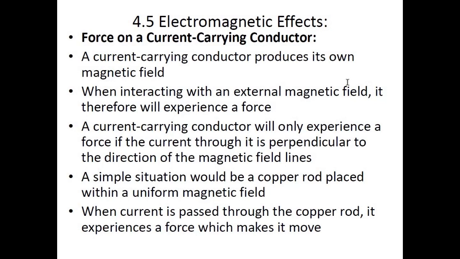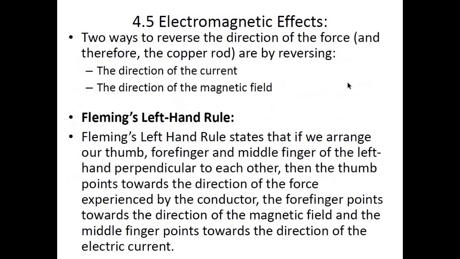A simple situation would be a copper rod placed within a uniform magnetic field. When current is passed through the copper rod, it experiences a force which makes it move. There are two ways to reverse the direction of the force: by reversing the direction of the current or by reversing the direction of the magnetic field. Now over here we would have Fleming's left hand rule.